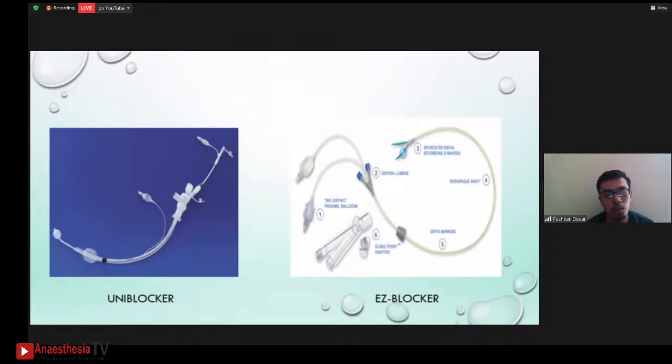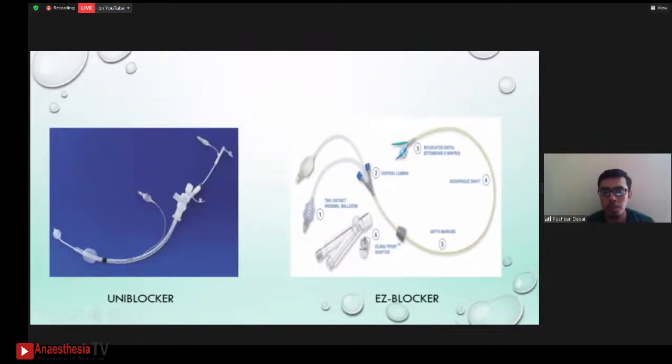The important thing to note here is that if you are using the EZ blocker, the endotracheal tube should be placed well above the bifurcation of the carina, usually 4 centimeters, because the distance of the distal tip or the distal balloon in the EZ blocker is around 4 centimeters when it comes out of the single lumen tube.